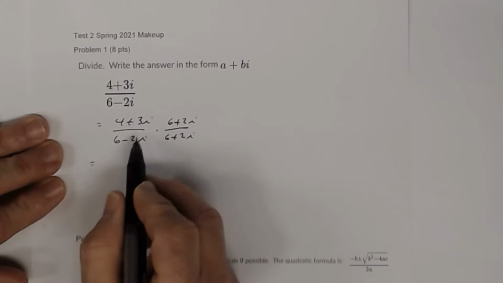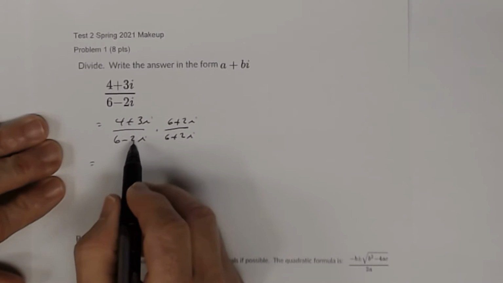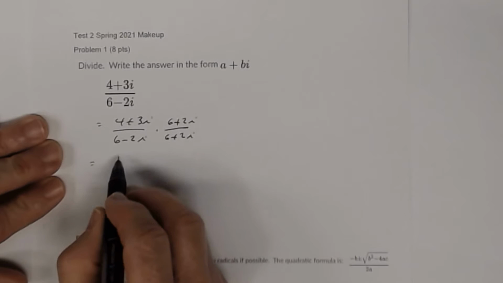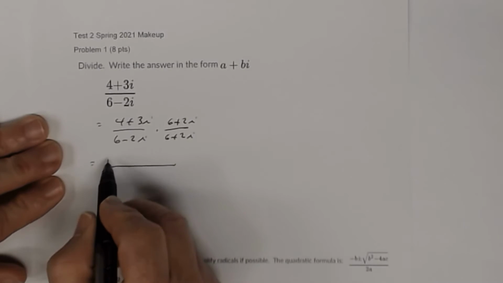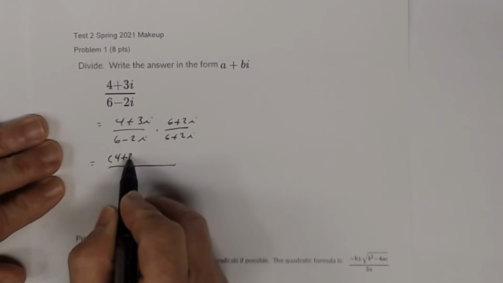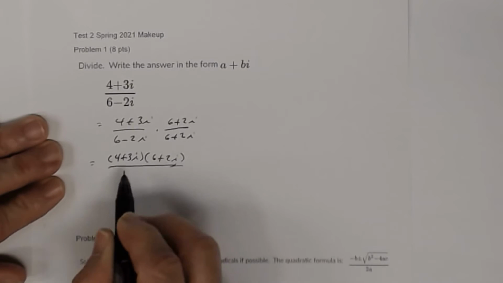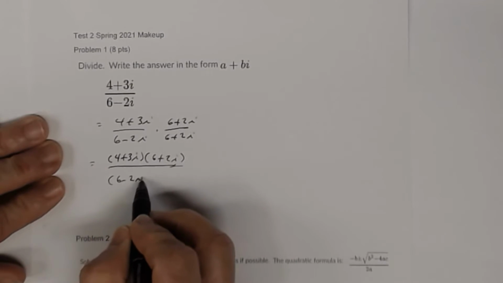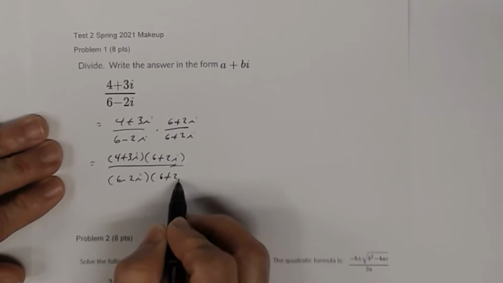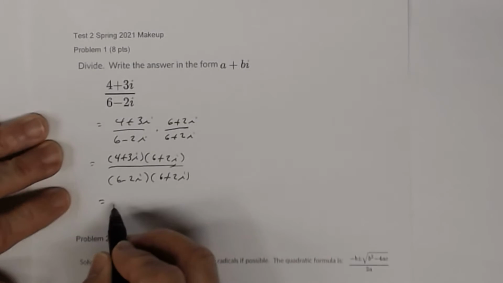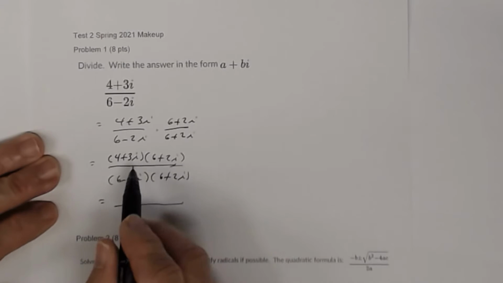Now let's go ahead and multiply these two fractions. I'm going to write this as one fraction. So I have in the numerator 4 plus 3i times 6 plus 2i, and in the denominator, I have 6 minus 2i times 6 plus 2i. Alright, and then that's going to equal, I'm going to go ahead and FOIL this.